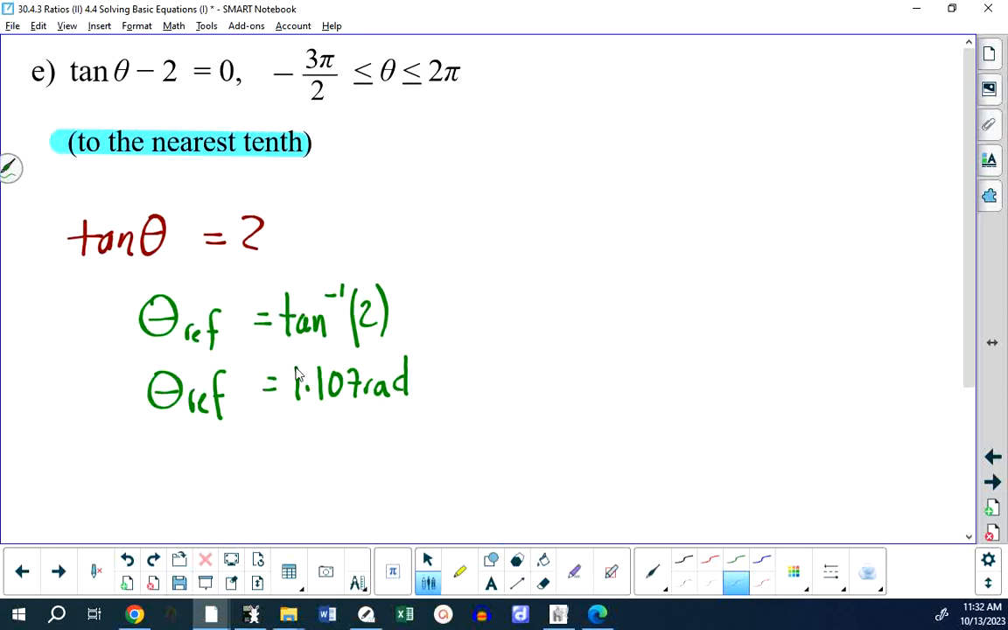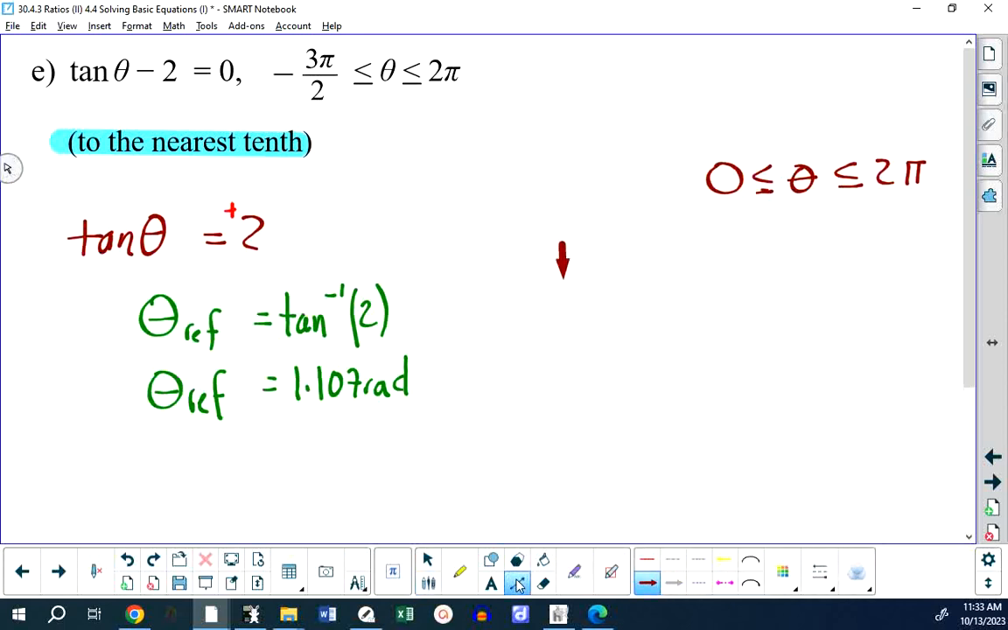Let's not worry, everybody, about that weird domain. Let's imagine, just for the time being, that what we actually want is from 0 to 2 pi. Don't worry about that. We'll get back to that in a second. But you know how to do this. You draw this reference angle in whichever two quadrants tangent is positive. Where is tangent positive? It is positive in quadrant 1 and 3.